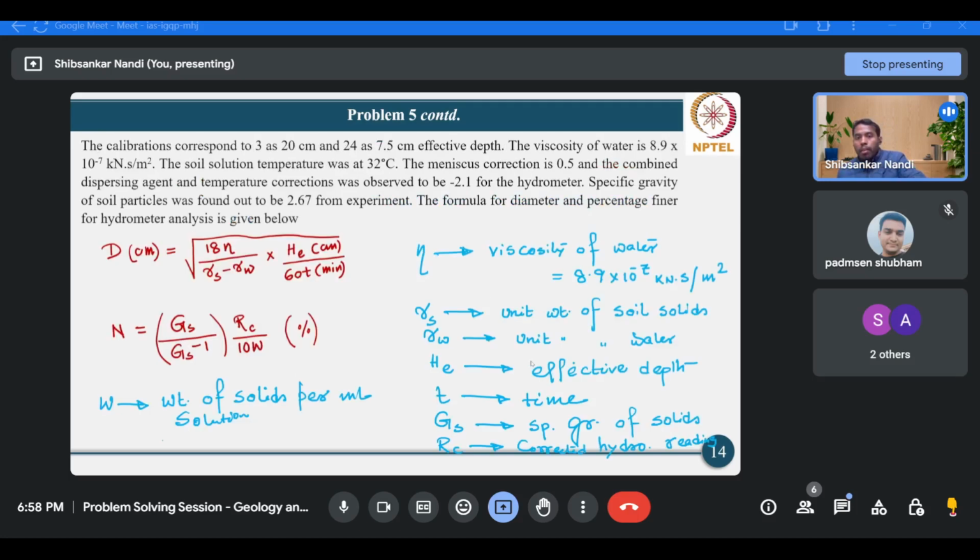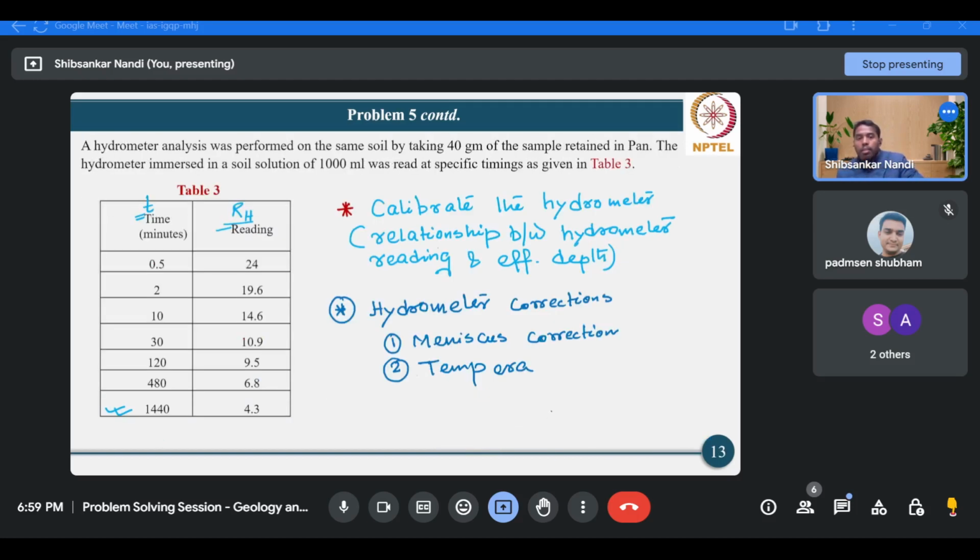For the time being, the soil solution temperature was 32 degrees centigrade. However, the hydrometer was calibrated at some different temperature, so you have to apply this temperature correction as well. I will not go into much detail about this type of correction. Please go through the lecture materials, lecture videos or any standard textbook to get an idea about these corrections. And lastly, the dispersing agent correction.